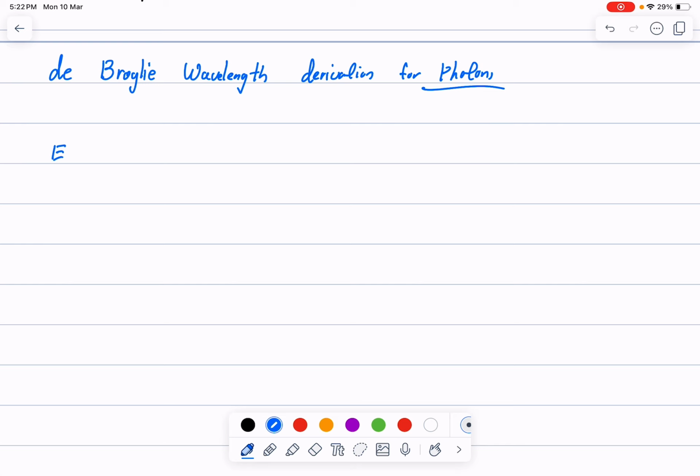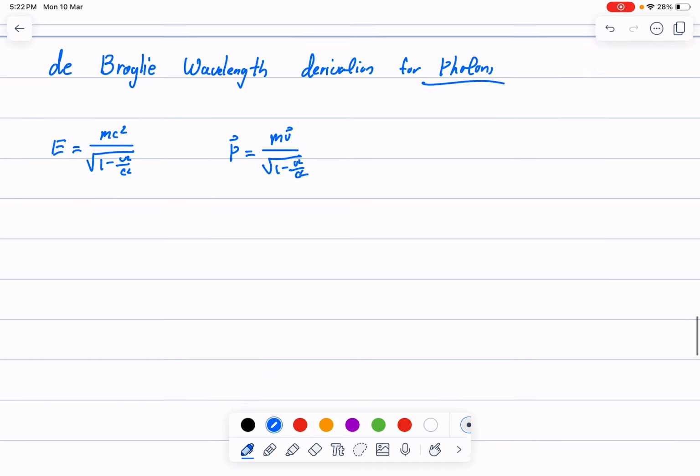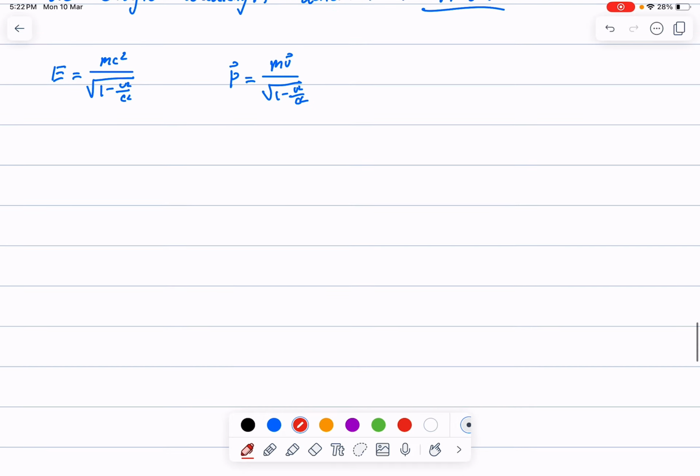So E, the energy, equals mc squared over the square root of 1 minus v squared over c squared. Similarly, p, the momentum, equals mv over the square root of 1 minus v squared over c squared. Okay, and the goal here is to find an equation that can relate E and p, the energy and momentum.